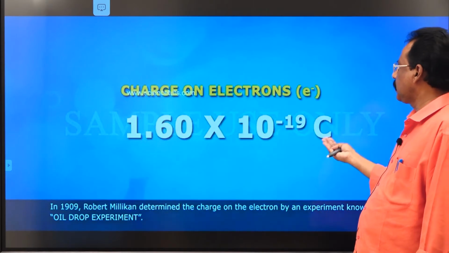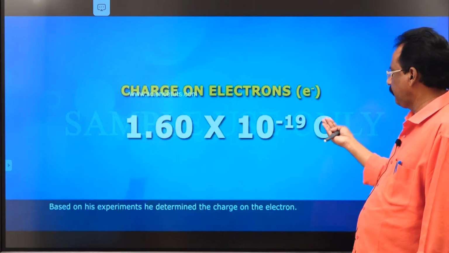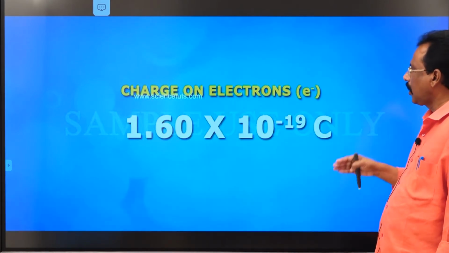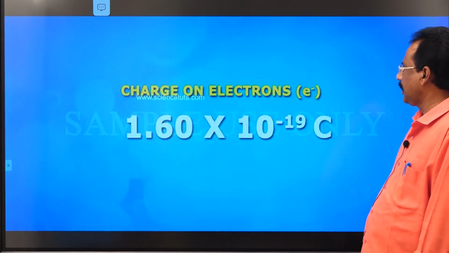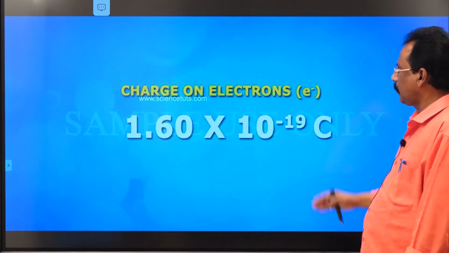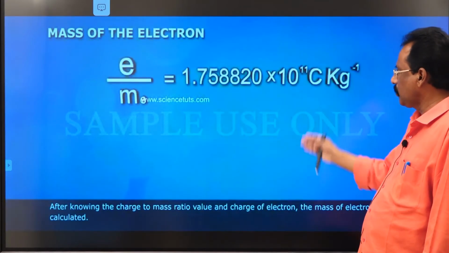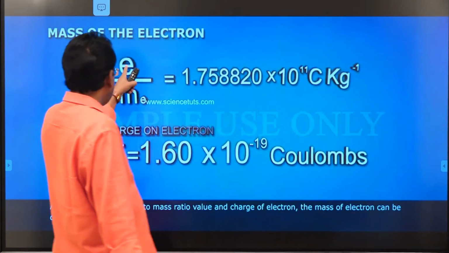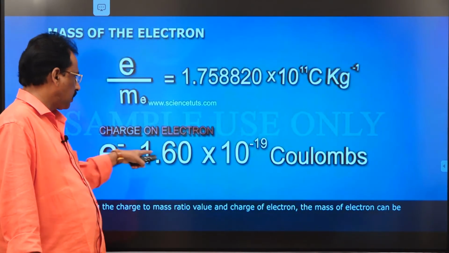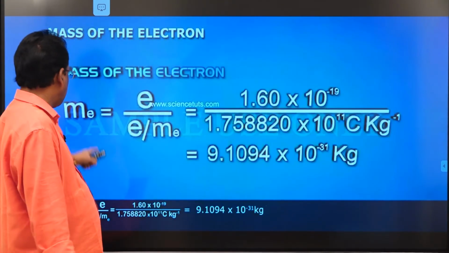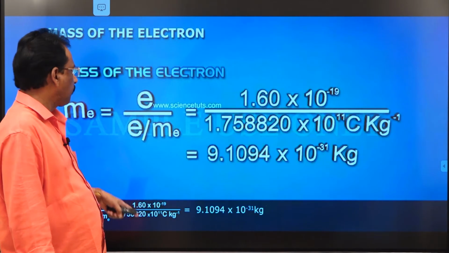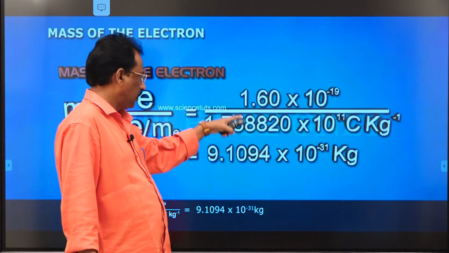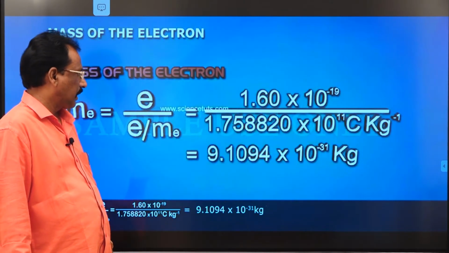If you know the charge of a particle like the electron, which is equal to 1.602 into 10 power minus 19 coulombs, it is possible to calculate the mass of the electron also. From e by m, it is possible to calculate the mass of the electron. If you know the e by m value and the charge of the electron, the ratio between these two gives the mass of a particle like the electron.